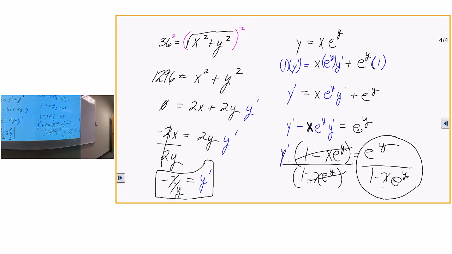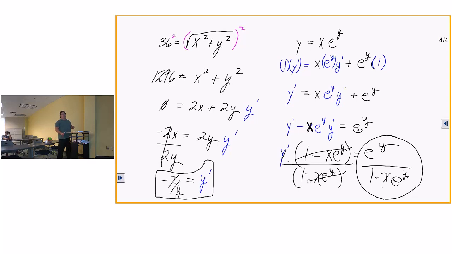Is that simplified? No, because you'd have to divide that. Now you could pull out the e to the y, but that would leave a 1 over e to the y minus x, and then you could cancel it out. You still have a fraction in there.